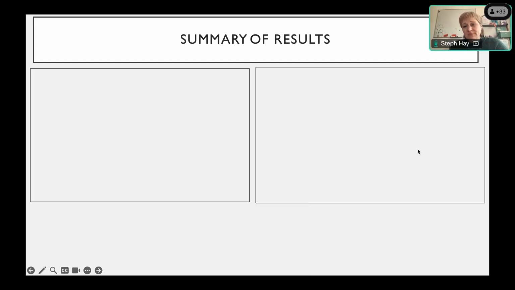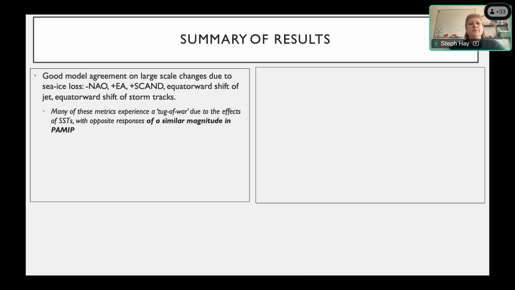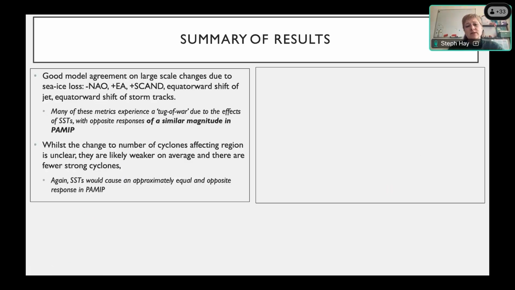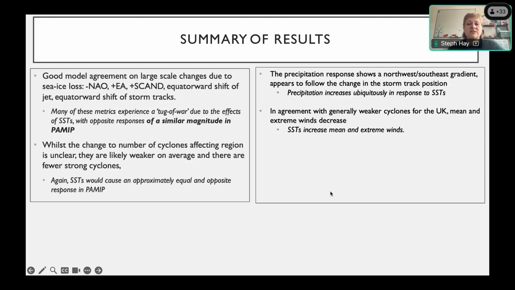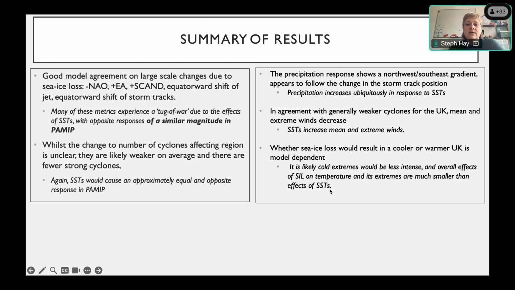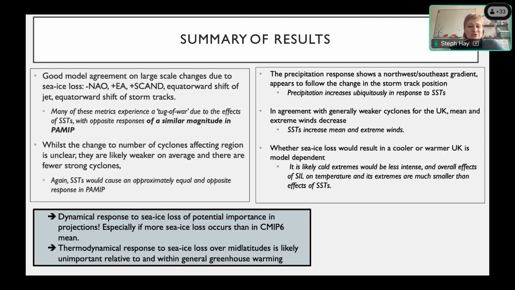So in summary, probably out of time, so I'll just quickly go through them, that we have this good agreement on the large scales, this really offset by the response to SSTs. It's not so clear what's happening with the cyclones other than they'd likely be weaker. We have a kind of gradient in precipitation that changes. We'd have generally weaker cyclones, which would also mean weaker winds and extreme winds. And the effect of cold on the cold extremes is probably too small to be relevant for climate change.